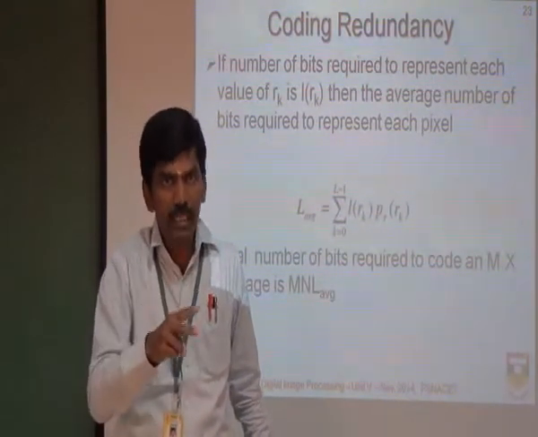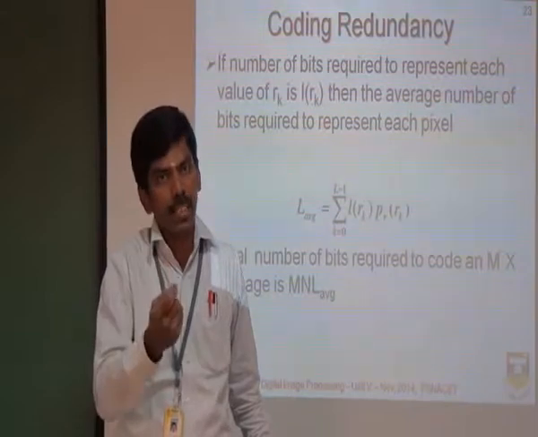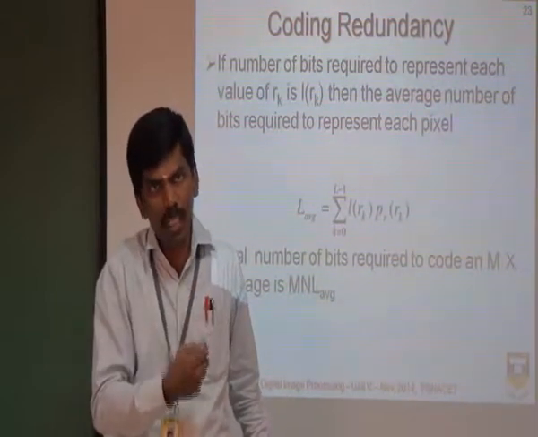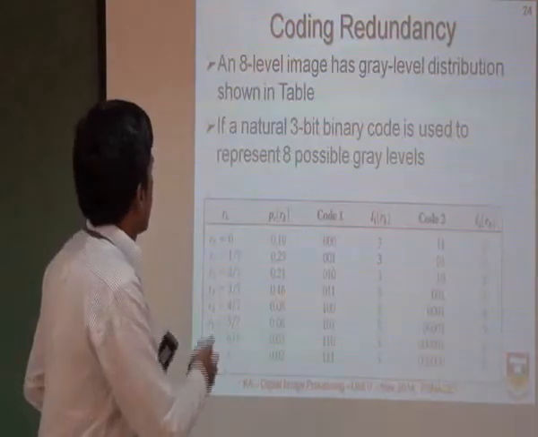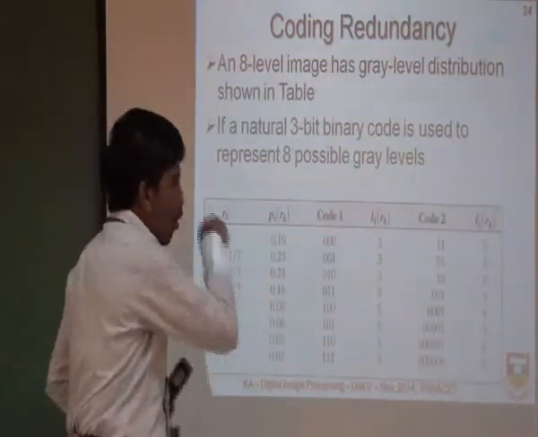Suppose an m into n matrix image, what is the average length we require for coding? That is meaning m and L average. We can make it. So what will happen? That is L average. So this is one example of how we can make it.